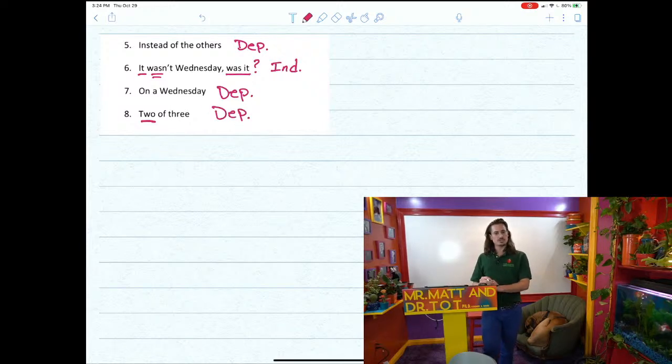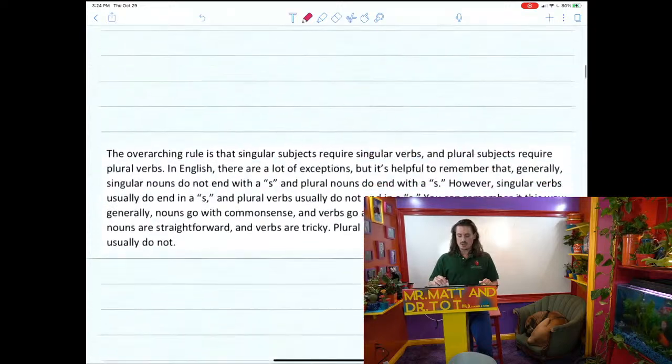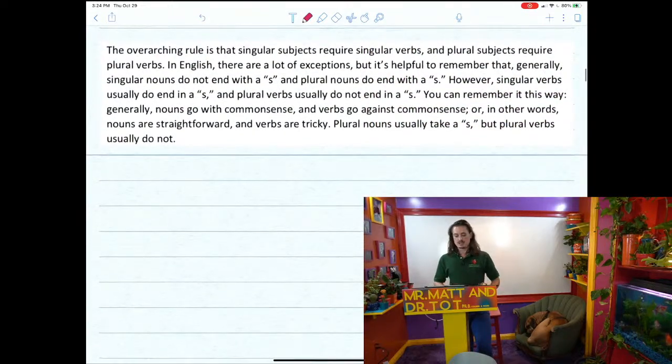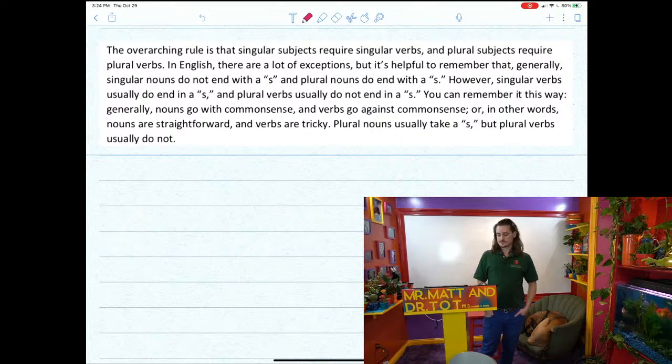Okay, if you have any questions, then please let me know. That was just a brief warm-up to remind you of the differences between dependent and independent clauses. Let's get into the subject matter for today. So remember, the overarching rule here is that singular subjects require singular verbs, and plural subjects require plural verbs.